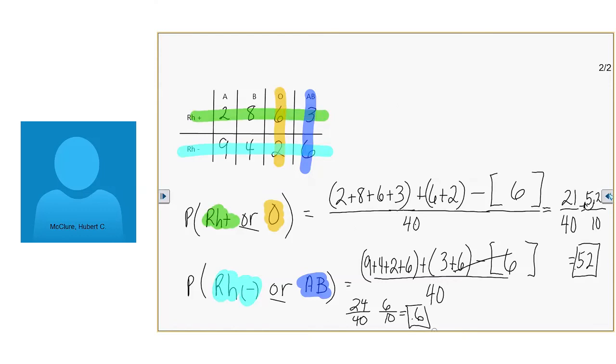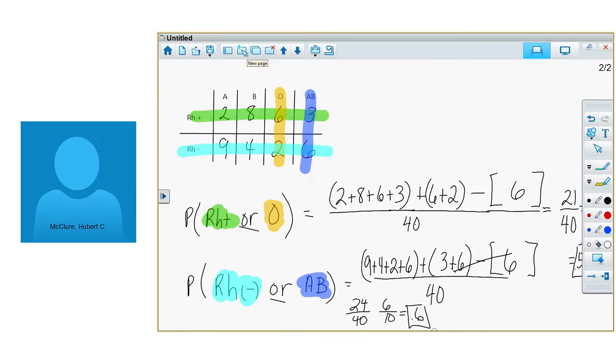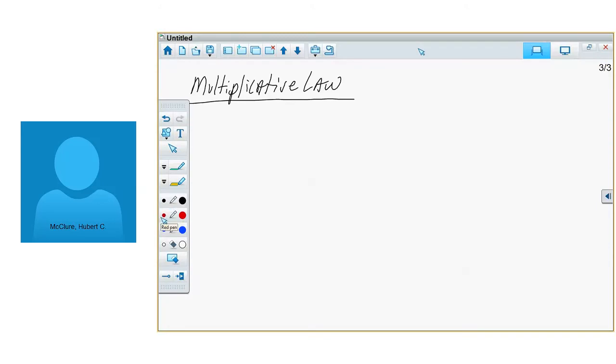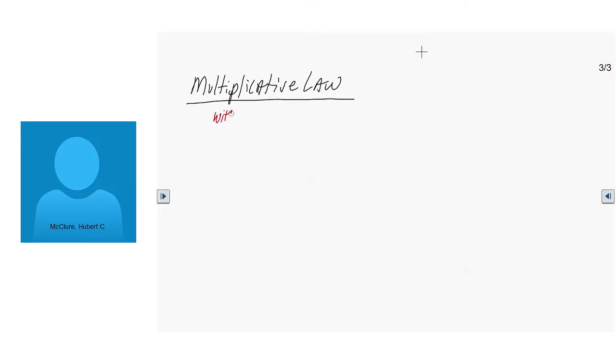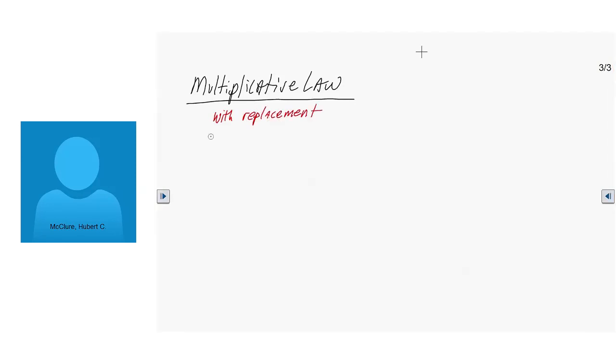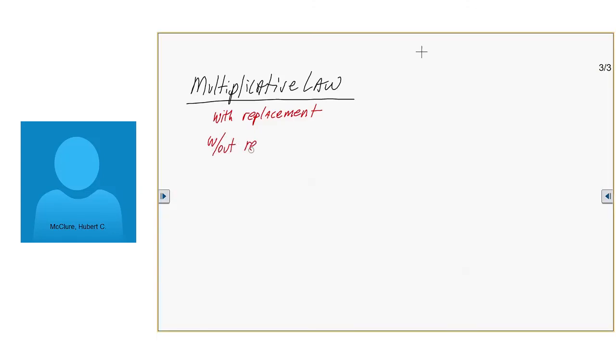Another law that we go into is the multiplicative law. This 5.3 probably is the multiplicative law. Yeah, just say multiply law. Multiplicative law, here is the restrictions. You have to determine whether it's with replacement or without replacement.